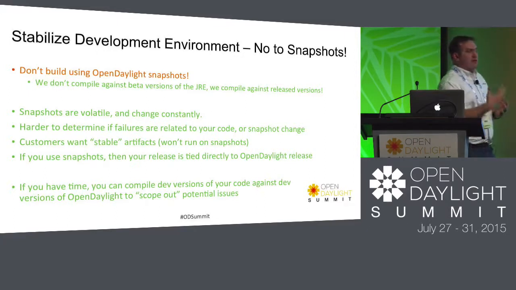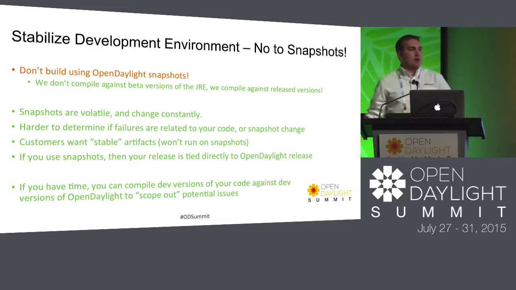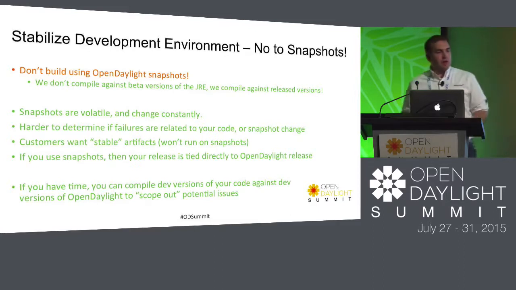it should be treated as a third party. For the most part, you're not compiling against beta versions of Java or alpha versions of Apache libraries or something. You're waiting until they actually release the thing, and then you compile against it. And the reason you do that is you don't want volatility.